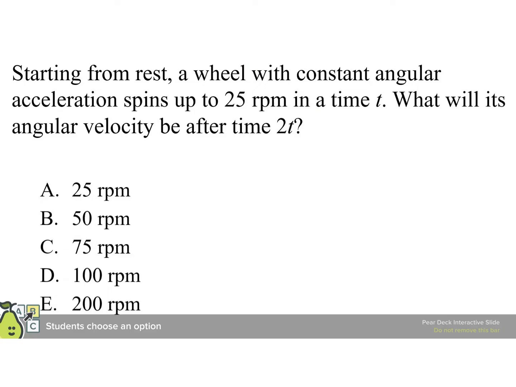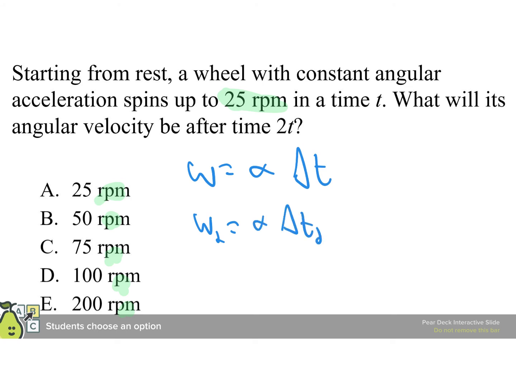Starting from rest, a wheel with constant angular acceleration spins up to 25 RPM in a time t. What is its angular velocity going to be after time 2t? We note that, a little frustratingly, the speed is given in RPM, but all the answer choices are given in RPM too, so we're okay. And we can say omega is alpha delta t. So omega 2 would be alpha delta t2. We can see that alpha hasn't changed, but we've made the time twice as large, so we must make omega twice as large, 50 RPM.